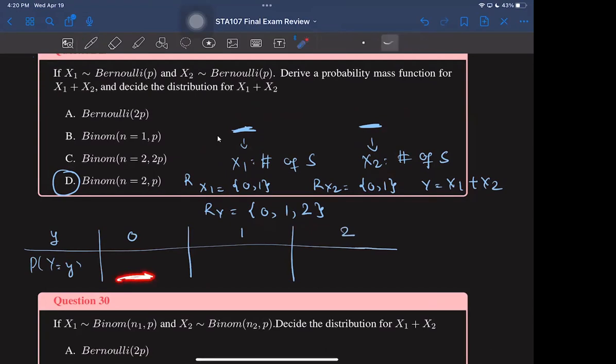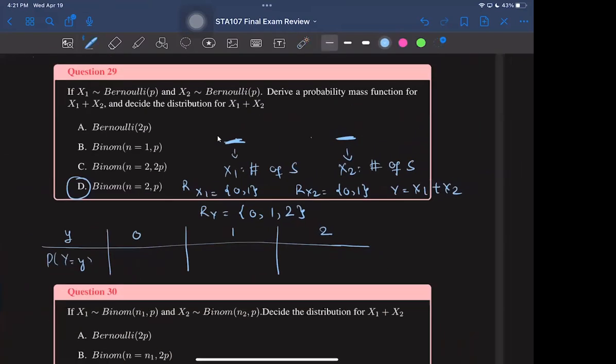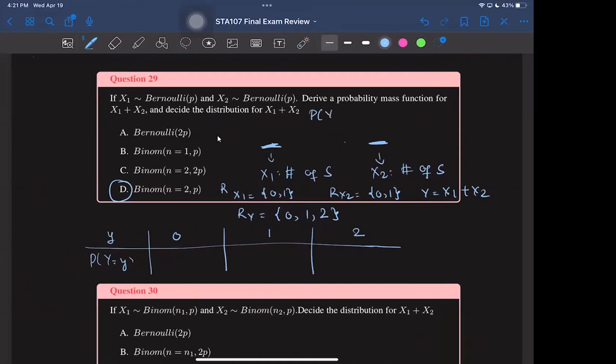Here I want to fill in the probability that Y equals 0. When is Y equal to 0? The probability Y equals 0 is when X1 equals 0 and X2 equals 0. And since they are independent random variables, we have the probability of X1 equals 0 multiplied by the probability that X2 equals 0.